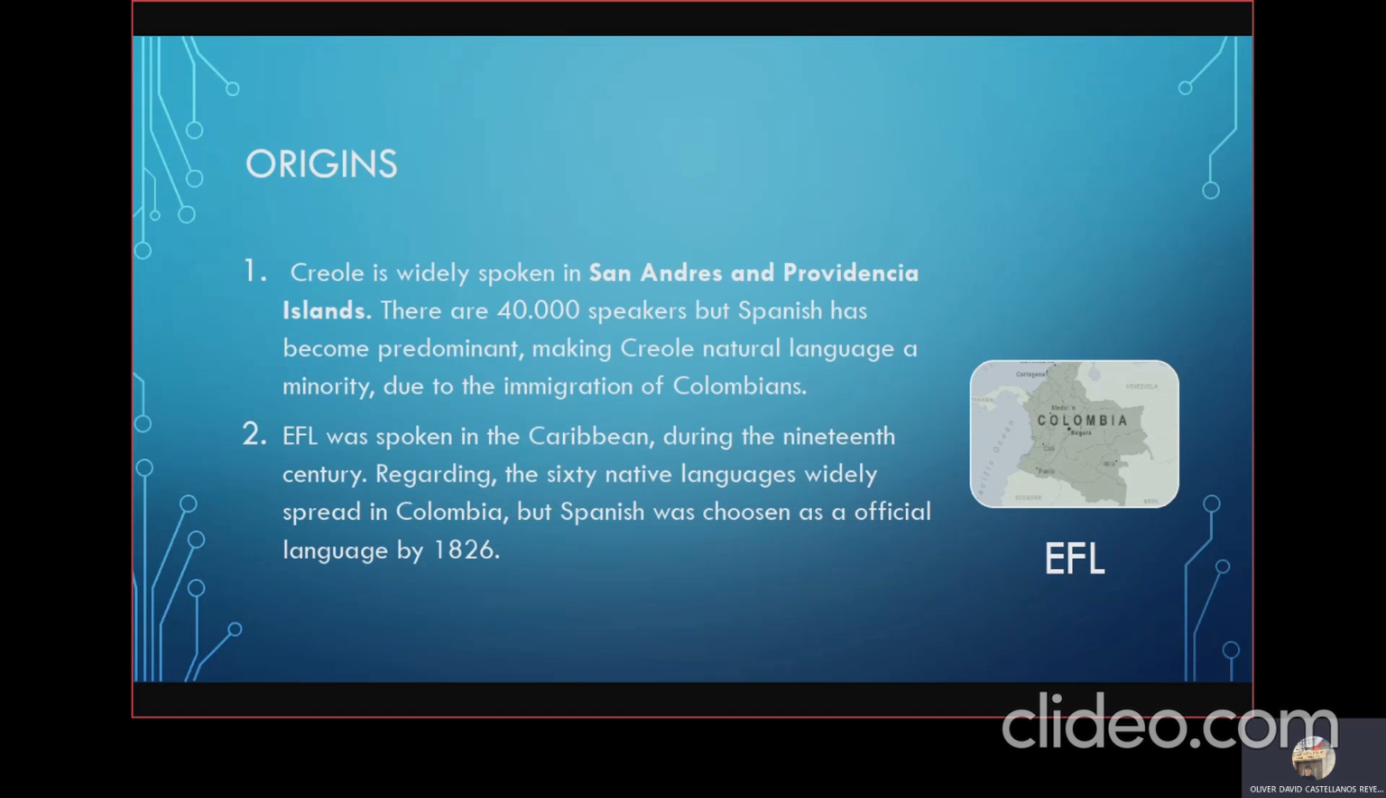Following, Creole is widely spoken in San Andres and Providencia Islands. There are 40,000 speakers, but Spanish has become predominant, making Creole a natural but minority language due to the immigration of Colombians. EFL was spoken in the Caribbean during the 19th century, regarding the 60 native languages widely spread in Colombia, but Spanish was chosen as the official language by 1826. This is the main map of Colombia, located in the north of South America, next to Ecuador and Panama.